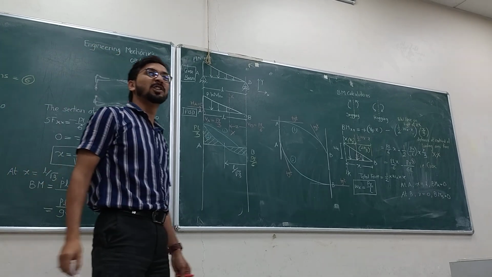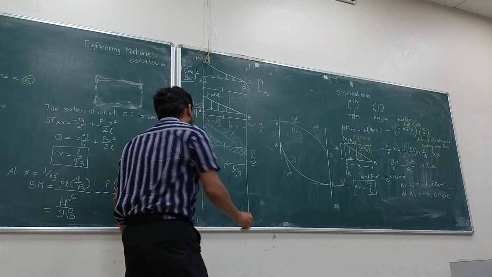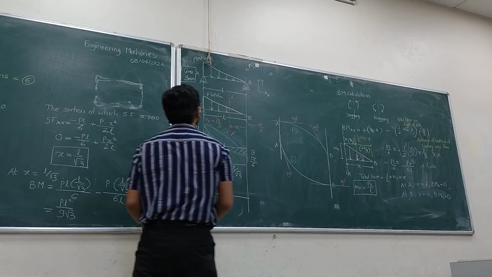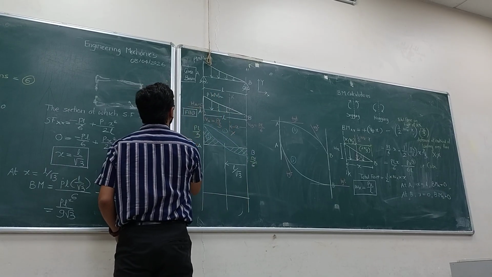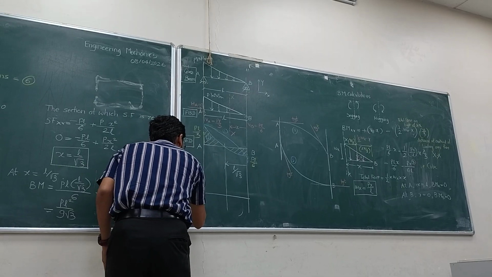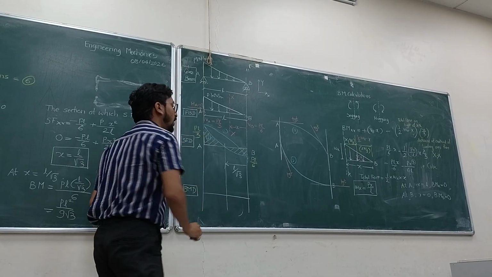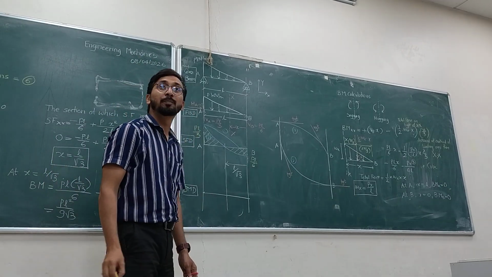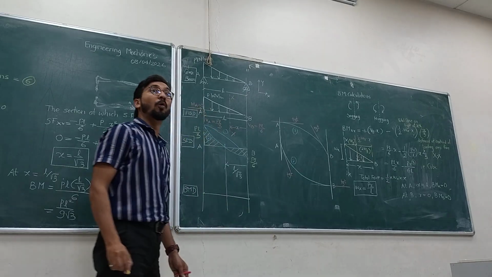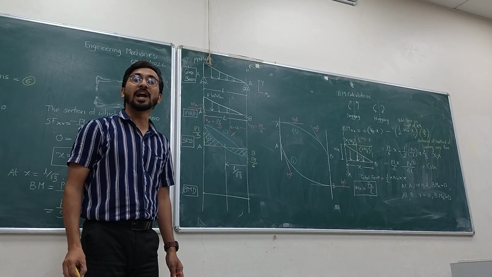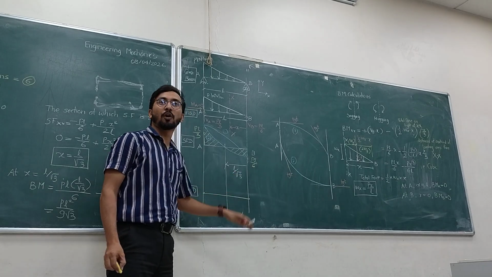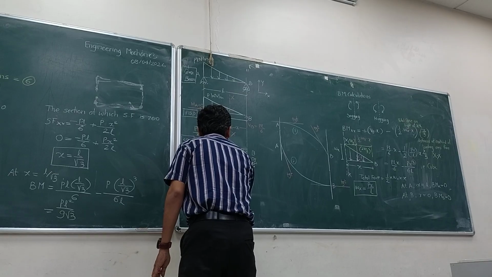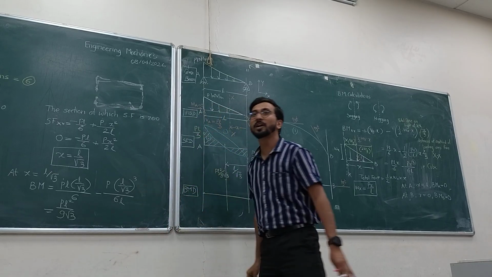OK, let's go. What about the shape of the BMD? Let us draw the shape of the BMD. This is your SFD. This is your BMD. Tell me what is the value of bending moment at A? 0. What is the value of bending moment at B? 0. What is the maximum value of bending moment and where is it occurring? At distance L by √3 from B. What is that value? PL square by 9. How to connect the curve?